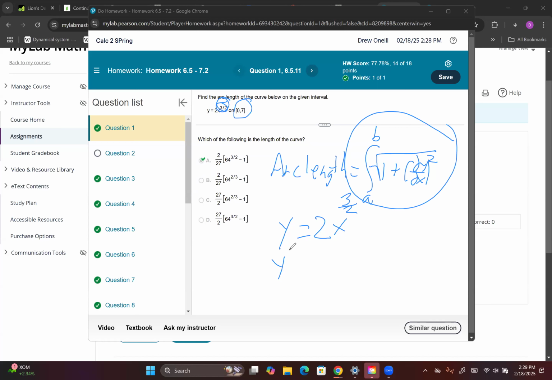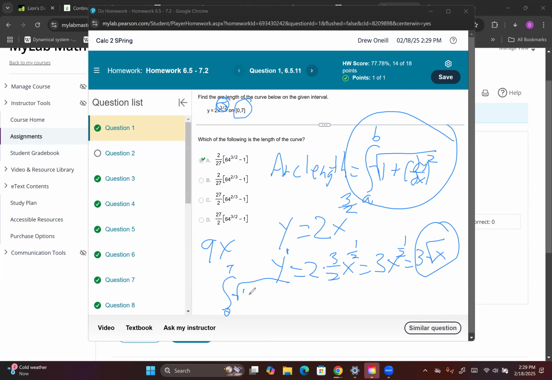Okay, so y prime, or dy dx, however you want to call it, is 2 times 3 halves. What's our new exponent? 1 half. So this is equal to 3x to the 1 half, or 3 rad x, however you want to write it. So that's our y prime. This formula says we have to square that. So what happens if we square this? We would get 9x. So our arc length is going to be, I'm going to write it here, the integral from 0 to 7 of the square root of 1 plus 9x dx.